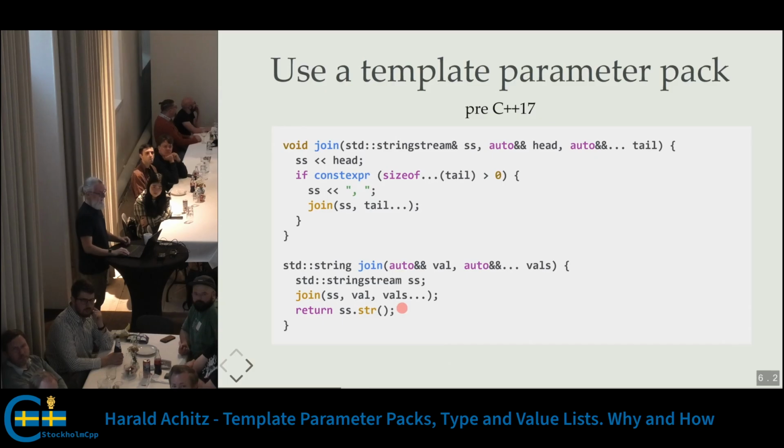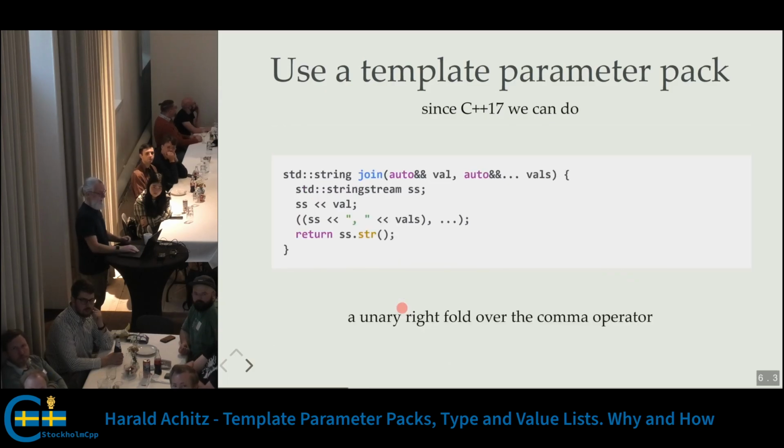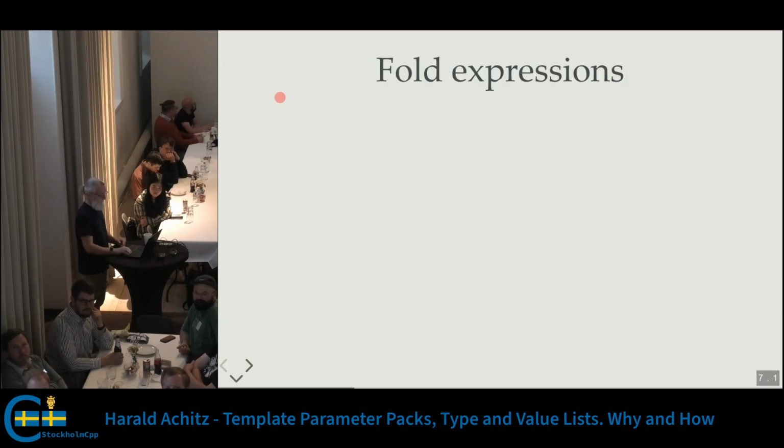So since C++17, we can do it like this. And that's called the unary right fold over the comma operator, which is an awesome statement to intimidate junior developers. But we don't want to do this, so we will look into what this actually is, because it's pretty simple. So let's look into fold expressions.